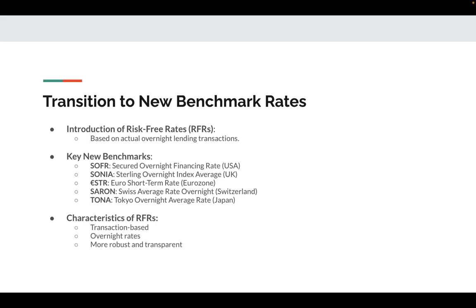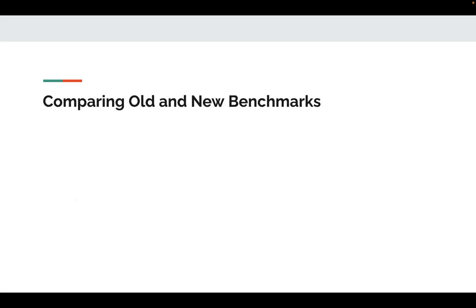So the key characteristic of risk-free rates is that they are transaction-based. They are based on overnight actual transactions, and this has become more robust and transparent. Let's compare the old and new benchmarks. The old benchmark rate was LIBOR and the new benchmark rate is risk-free rates.